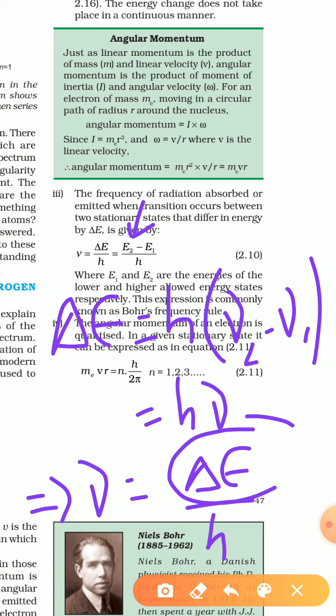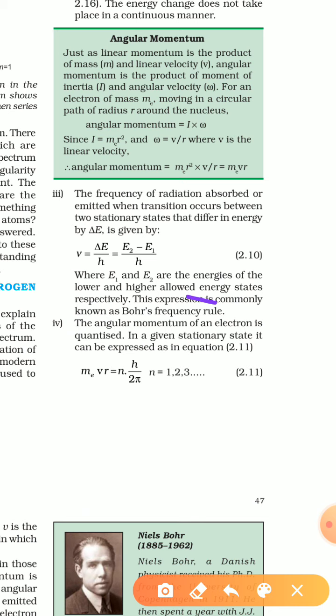This rule was used to calculate the frequency from the change in energy between different orbits: how much frequency an orbit can have, and how much energy change might have occurred in going from one energy state to another. That can be expressed by this particular rule, which is known as Bohr's frequency rule.